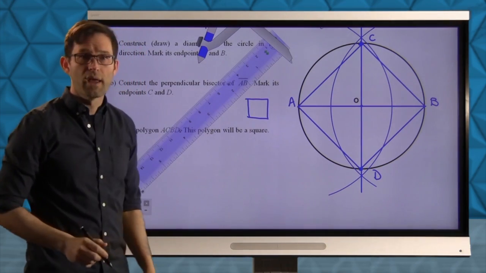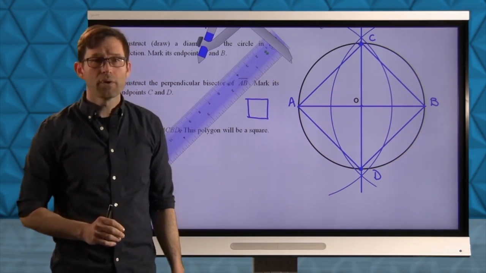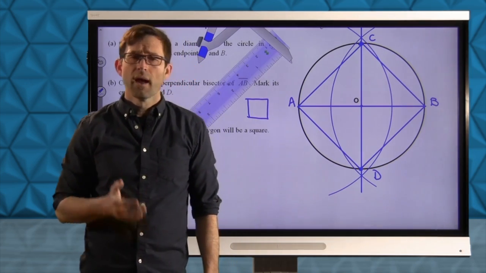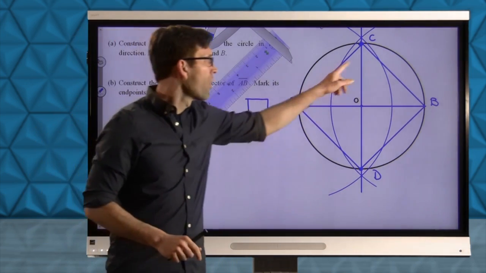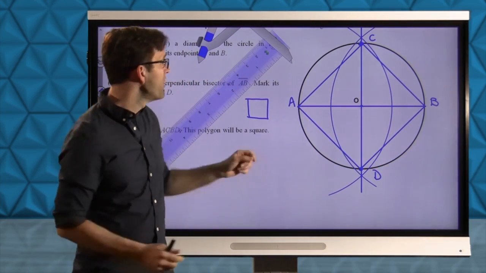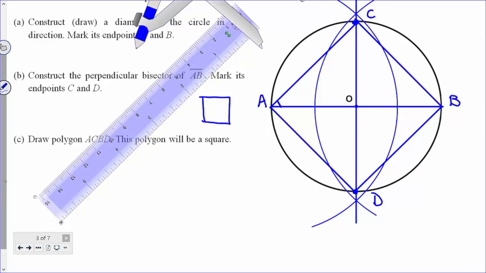Now I know that you're used to seeing squares in this kind of orientation. But remember, a figure doesn't depend on how it's oriented in space, it depends on its properties. And the properties of a square are that all four of those sides are going to be equal in length, and then all four of these angles will be right angles.